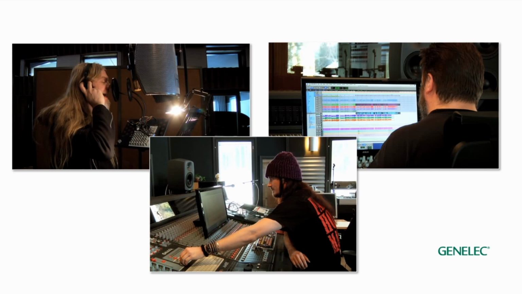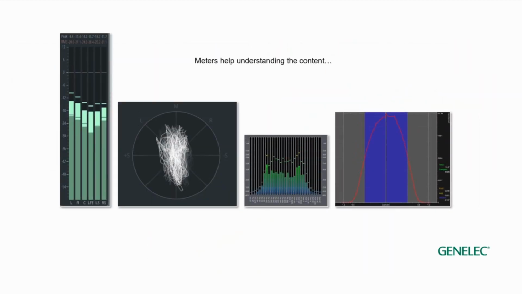Being able to understand what you're doing in the studio, whether it's recording, editing, or mixing, or even mastering your material, depends on understanding what you've been able to create. Metering can help you understanding something about the content. You have different kinds of meters available on the market, metering anything from just sound level to loudness and even coherence and space of audio.